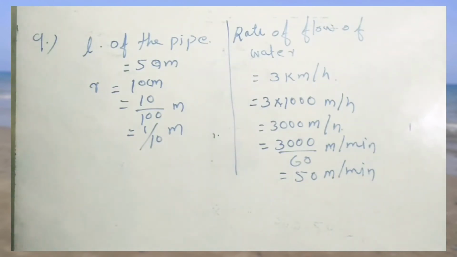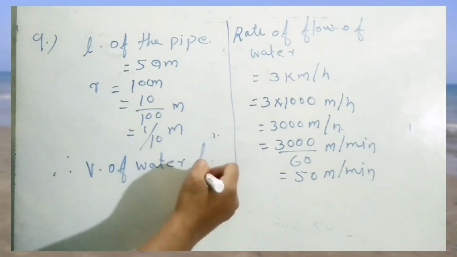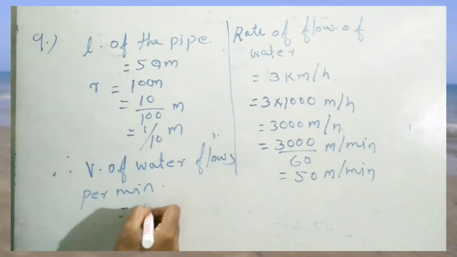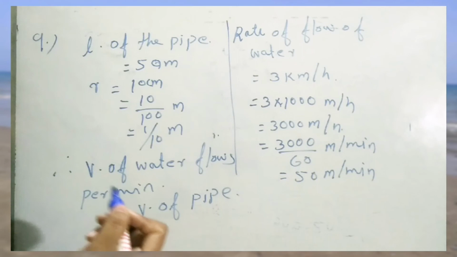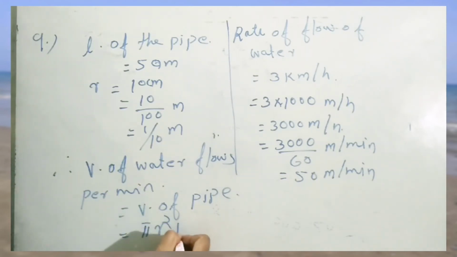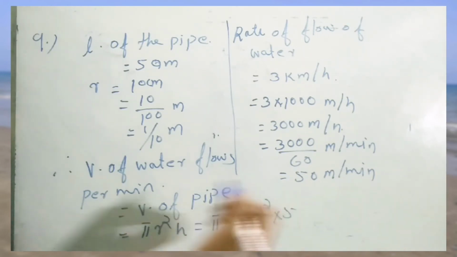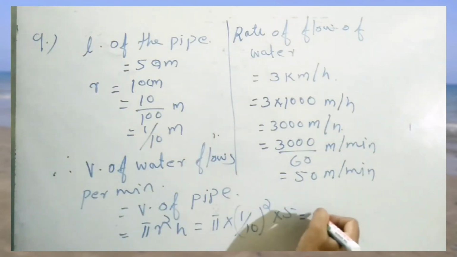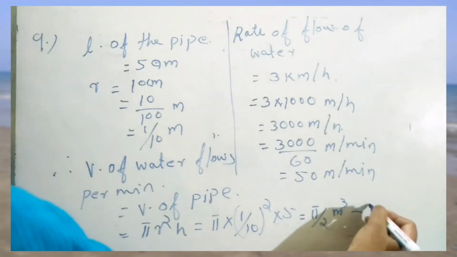So the volume of water that flows per minute is equal to the volume of the pipe. The pipe is of the form of a cylinder, so pi r square h, that is pi into 1 by 10 all square into 50, which is equal to 5 pi meter cube. Put it as equation number 2.